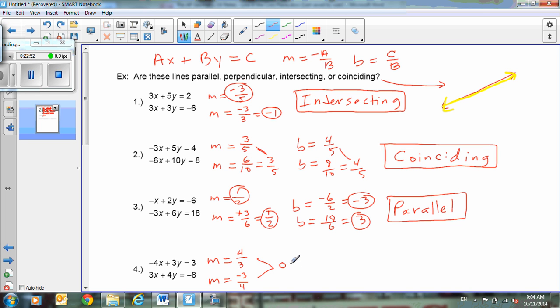-3/4 are opposite reciprocals, aren't they? If we were to multiply them together, we would get a product of +1 because they are opposite reciprocals. And remember, we learned in our 3.5 lesson that if the slopes of two lines are opposite reciprocals, then those two lines are perpendicular.